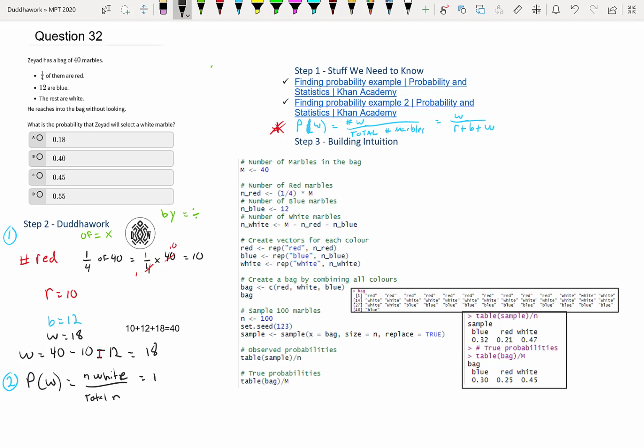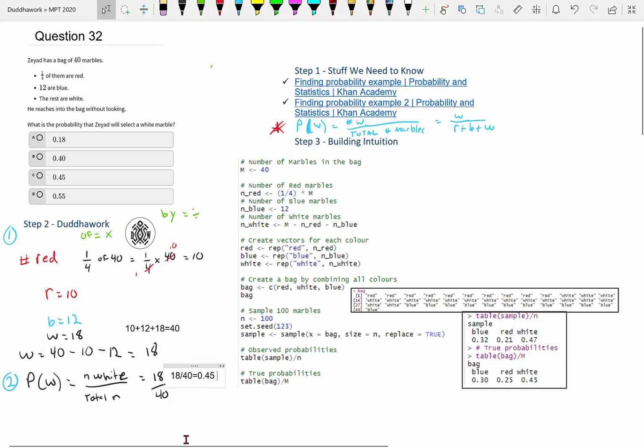So that's 18 over 40. And we could simplify this fraction by dividing both by 2, and we get 9 over 20. And then we could do times 5 to find the probability. So we know it's 45, but we could just do the math manually as well. So it'd be 18 divided by 40, and that's 45.